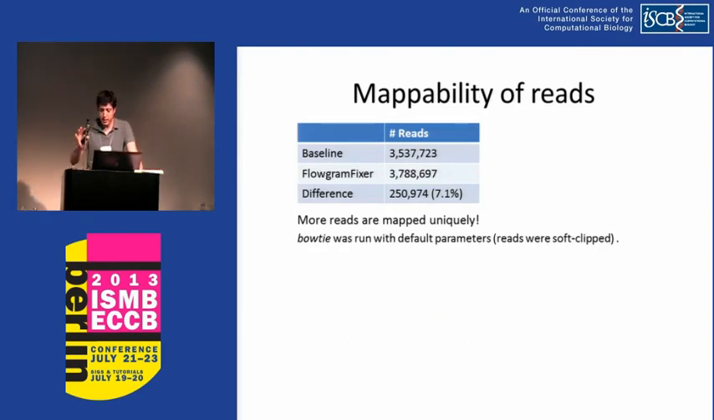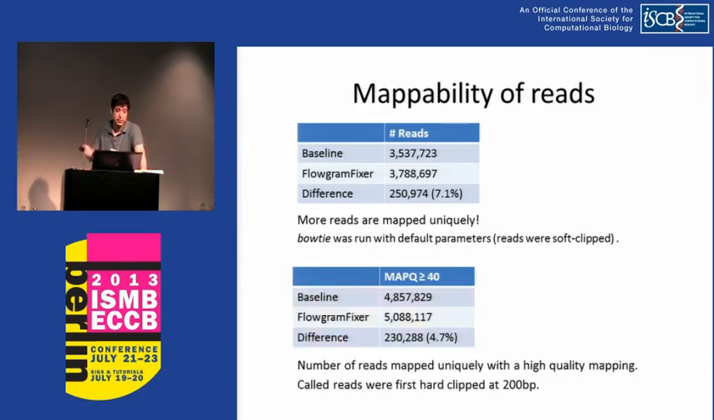So basically, at this point, we were thinking about the end user. This is the biologist who spent a lot of time and money collecting and preparing samples and sequencing them. And he cares about how many reads he gets at the end. If he uses the baseline IonTorrent software, he would have about 3.5 million reads uniquely aligned to the genome. So this is what he can actually use. Switching to Flowgram Fixer, he would have about 250,000 more, which is roughly 7%, uniquely aligned to the genome.